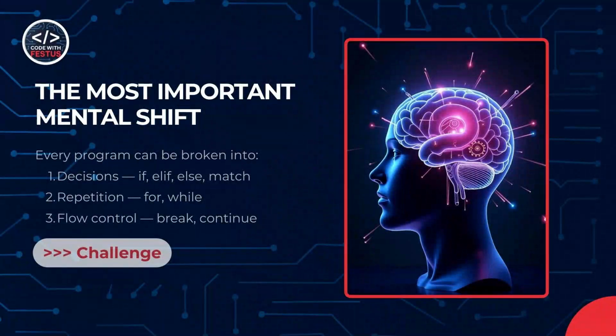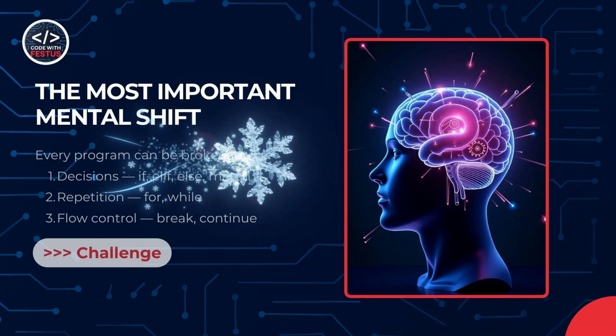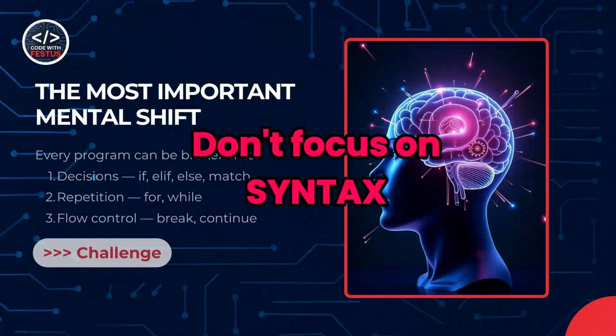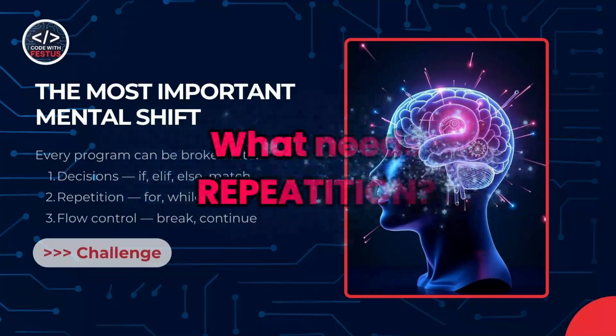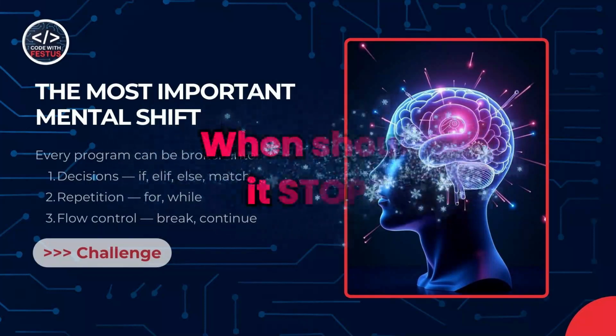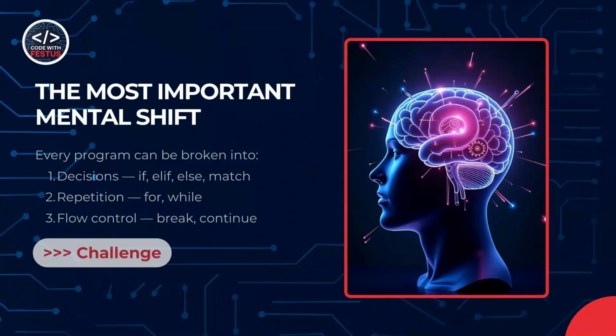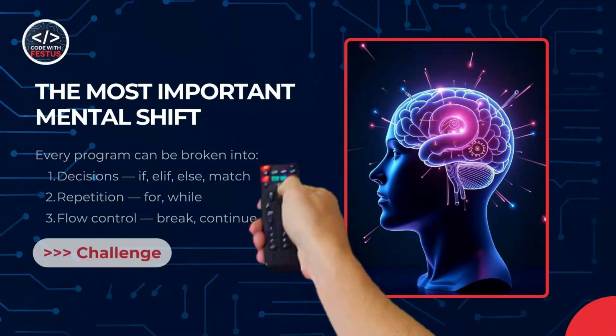Here's the mindset I want you to take away. Every program can be broken into decisions: if, elif, else, match. Repetition: for, while. Flow control: break, continue. When you sit down to write code, don't ask, what syntax do I need? Ask instead, what decision does this program make? What makes it repeat? When should it stop? Once you answer those questions, the code almost writes itself.